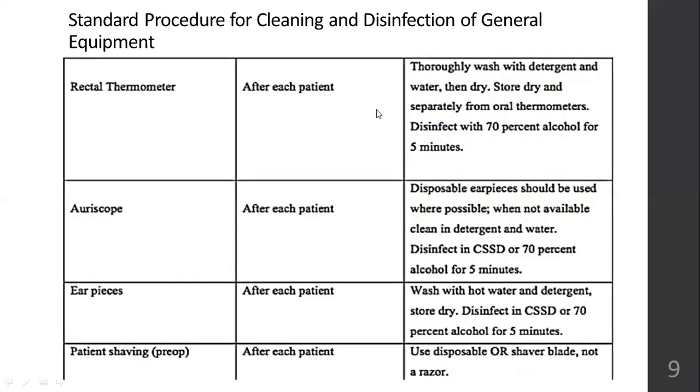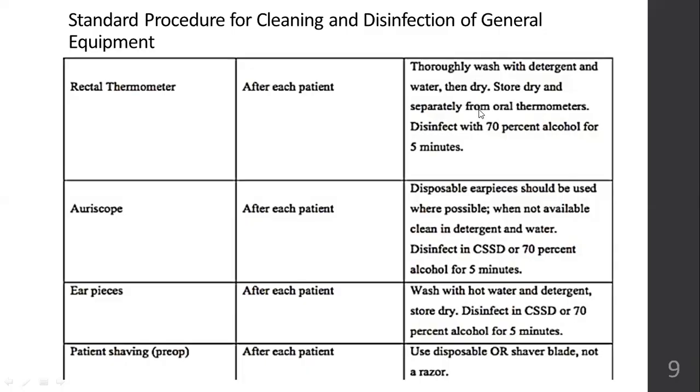Rectal thermometers, after each patient, have to be thoroughly washed with detergent water, then dried, and then disinfected with 70% alcohol for 5 minutes, and then you can use it for another patient. A rectal thermometer should be used only for taking rectal temperature. It should not be used on any other body part.